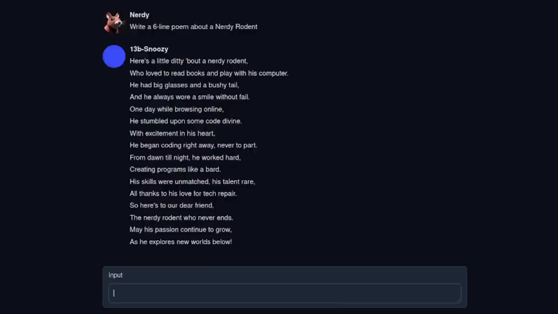Here's a little ditty about a nerdy rodent who loved to read books and play with his computer. Okay, that doesn't rhyme. He had big glasses and a bushy tail, and he always wore a smile without fail. One day while browsing online, he stumbled upon some code divine. With excitement in his heart, he began coding right away.